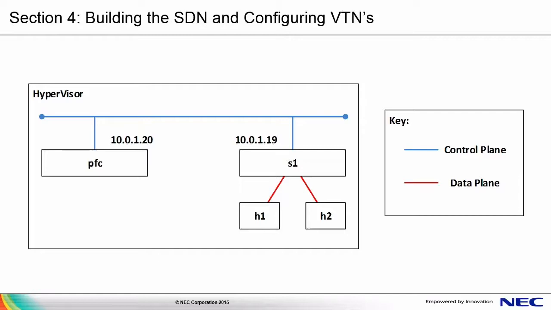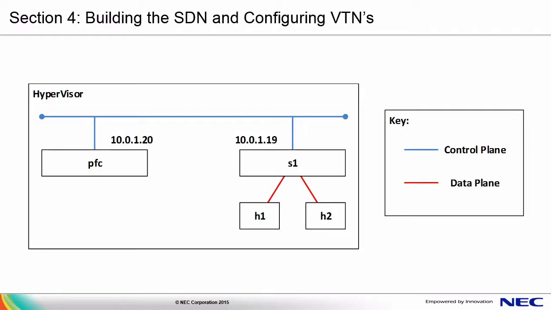The OpenFlow switch, S1, shares an IP address with a Mininet VM, and the virtual PFC gets its own unique IP address in the same subnet. This represents our control plane, and this interface will be used to exchange OpenFlow control plane messages, such as flow mods. Shown here in red, we have the data plane. These are 2 virtual interfaces spun up by Mininet, and this will allow us to send traffic between H1 and H2 to see how OpenFlow operates.